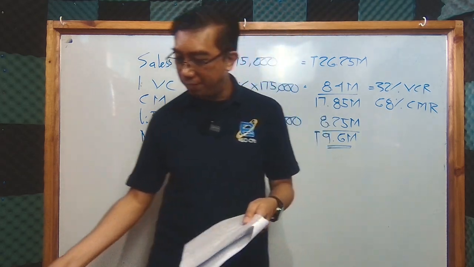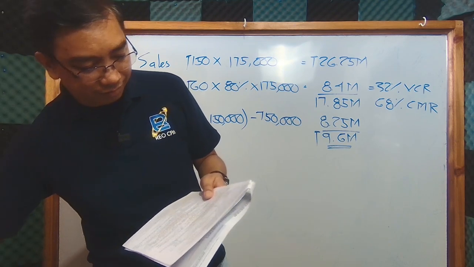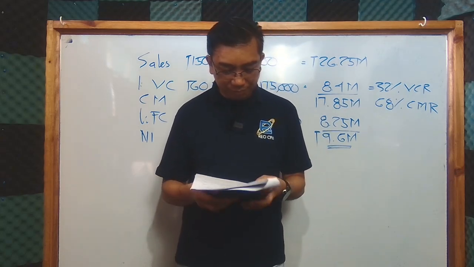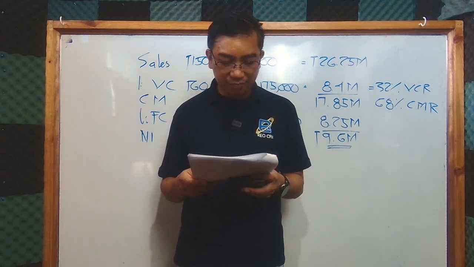67,200. The answer is letter C. Okay, next. Number 17. Class 17. So, ano ba meron sa 17?